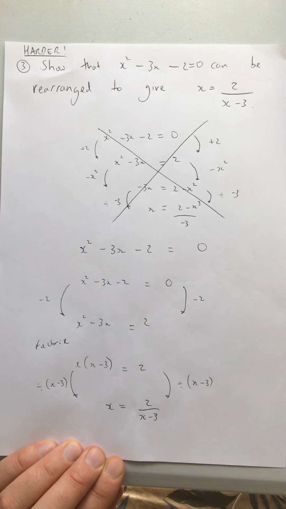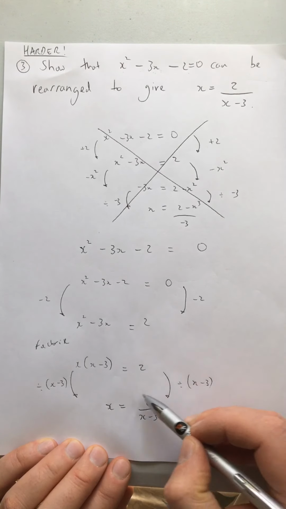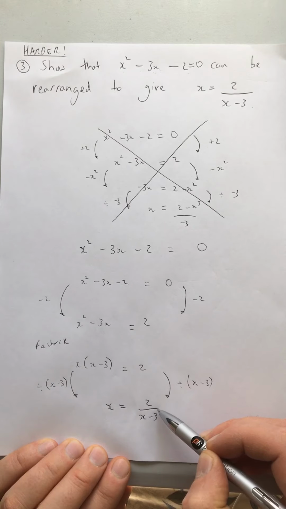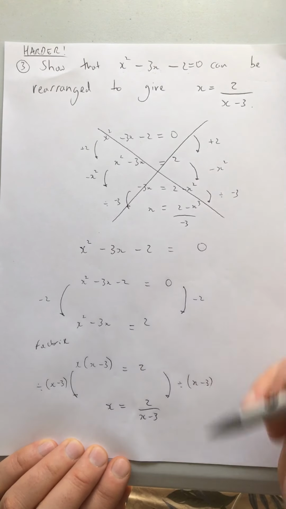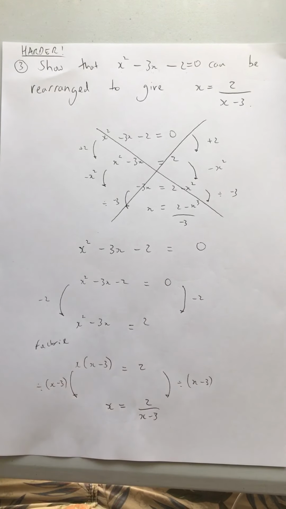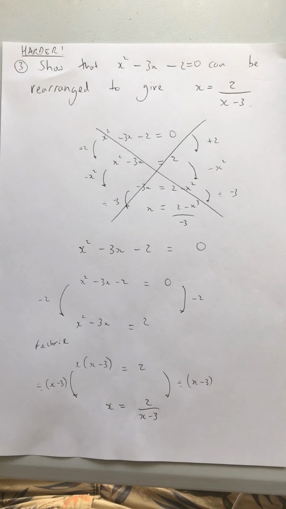Okay, so that's my recommendation. If you get a question and you just can't rearrange it, write the form you're trying to rearrange it to at the bottom, and then work backwards back up to the top. So that's the harder style question. Okay, that's it.